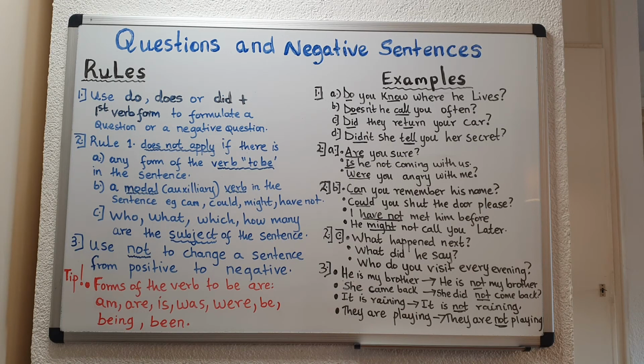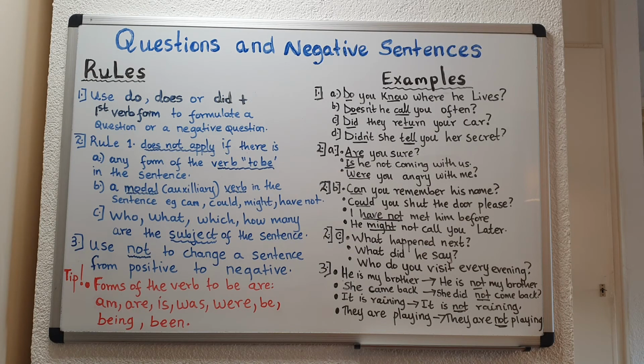How do you apply that rule? Look at example 2C. What happened next? So I'm beginning the question with what, okay? The next one is, what did he say? What did he say? Again, I'm beginning the sentence with the word what.